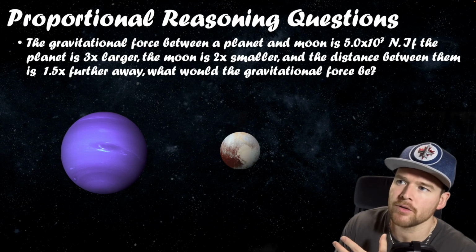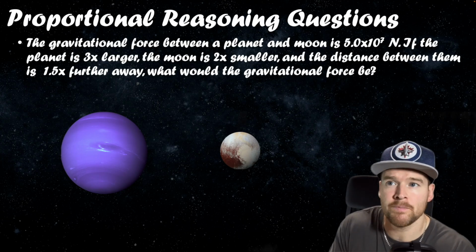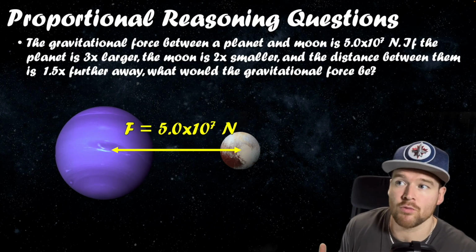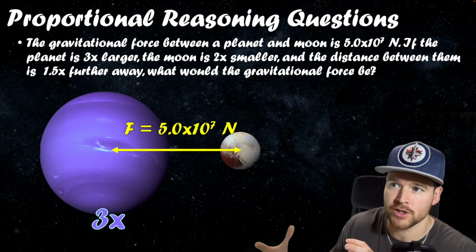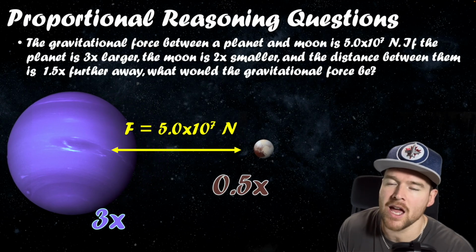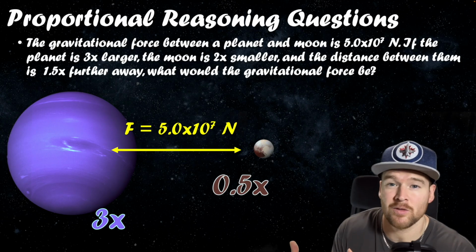It says the gravitational force between a planet and a moon is 5.0 times 10 to the 7 newtons. If the planet was 3 times larger and the moon was 2 times smaller, and the distance between them is 1.5 times further away, what would the new gravitational force be?